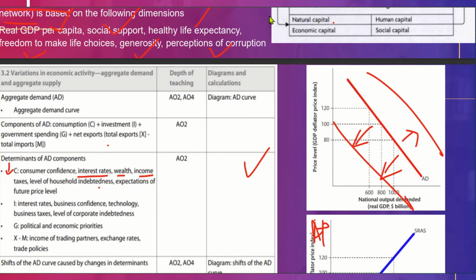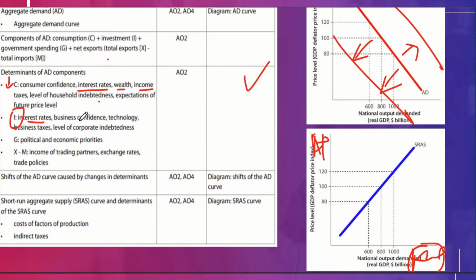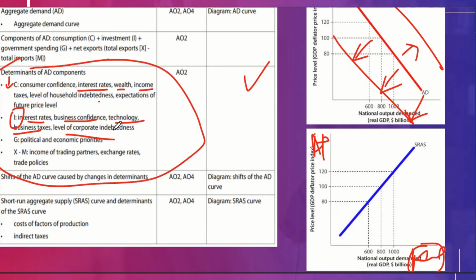And investment is also influenced by certain factors. One is interest rate, business confidence, technology, business tax, and the level of corporate indebtedness. So interest rate is common for both consumption and investment, right? If interest rate increases, obviously the investment component will also come down, and that will also bring down aggregate demand, right? So just apply your logical sense, it is not much difficult. If you apply your logical sense, you can easily score.